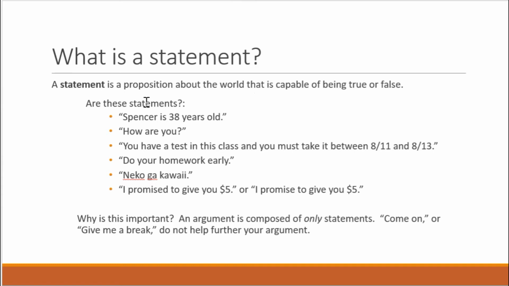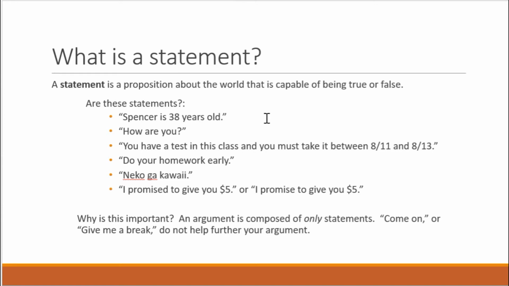So let's look at these points here. I want you to tell me which ones are statements and which ones aren't. I want you to tell me, but you can't tell me. So pause the video and just take a moment to look at these and gauge your initial reaction as to whether or not these are statements. All right, let's look at them.